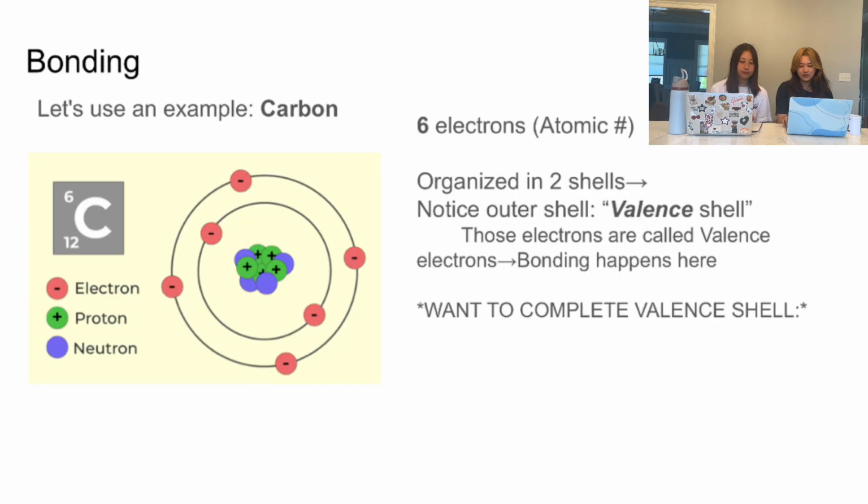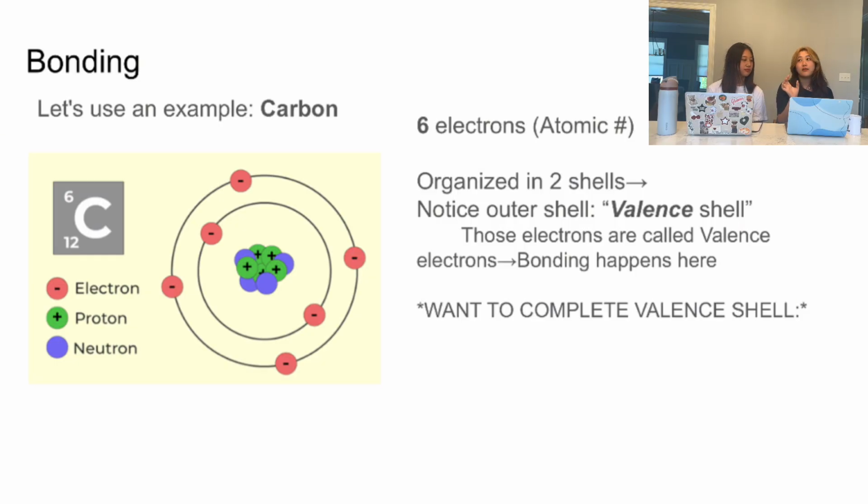Now, how do atoms come together to form bigger molecules? This idea is called chemical bonding. Let's use our favorite example, carbon. It's been pretty prevalent throughout this entire slide deck. For example, carbon has 6 electrons, but there are only 4 electrons in its valence shell, which is the outermost electrons, and these are the electrons that will participate in chemical bonding with another atom.